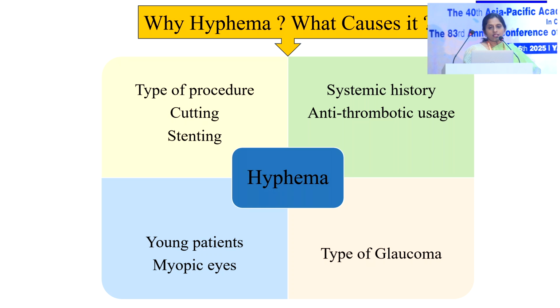Then second thing is systemic history, like what I already mentioned. You have to have a good knowledge about how many days you have to stop patients from blood thinners. And younger patients, myopic patients, because of lower scleral rigidity, have a high chance of bleeding. And also the type of glaucoma that you choose to operate. If you're going to operate on neovascular glaucoma, there may be some kind of angle neovascularization that would lead to excessive bleeding.